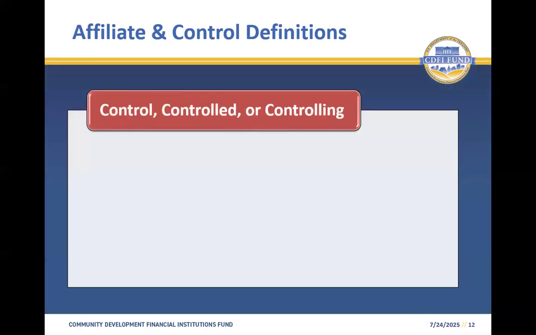Our next key term is control. Understanding how control is defined and identifying whether an entity falls under that condition among other organizations is essential to accurately identifying relevant affiliates for the CDFI certification. There are 3 conditions of control that bring about an affiliate relationship for the CDFI certification process.